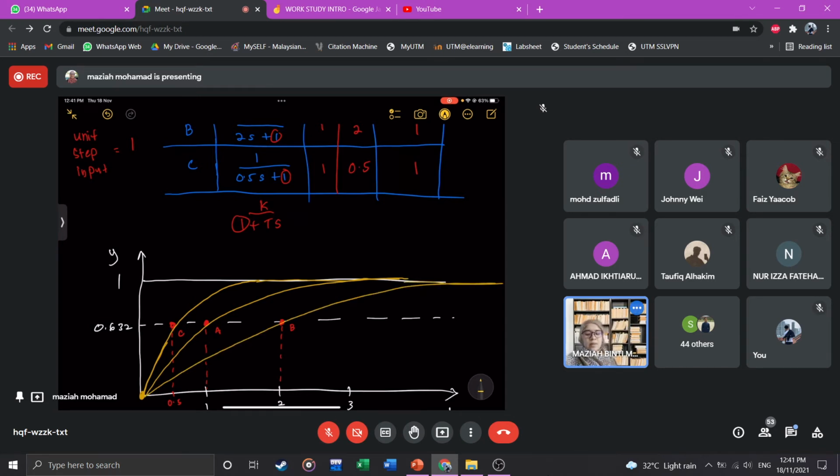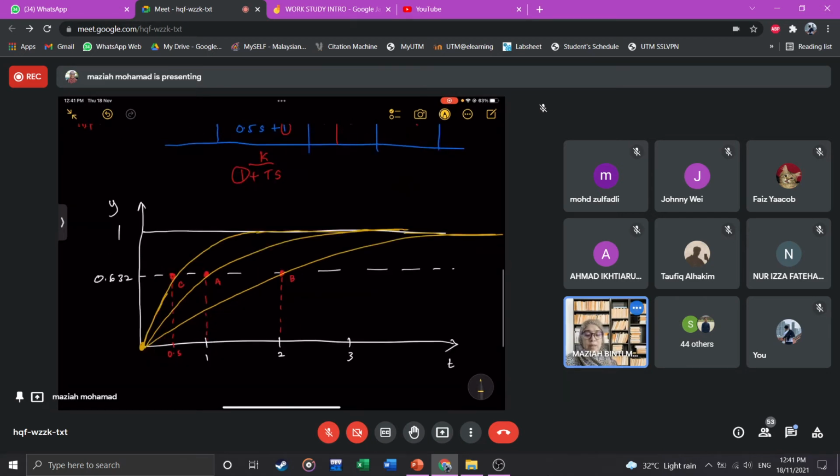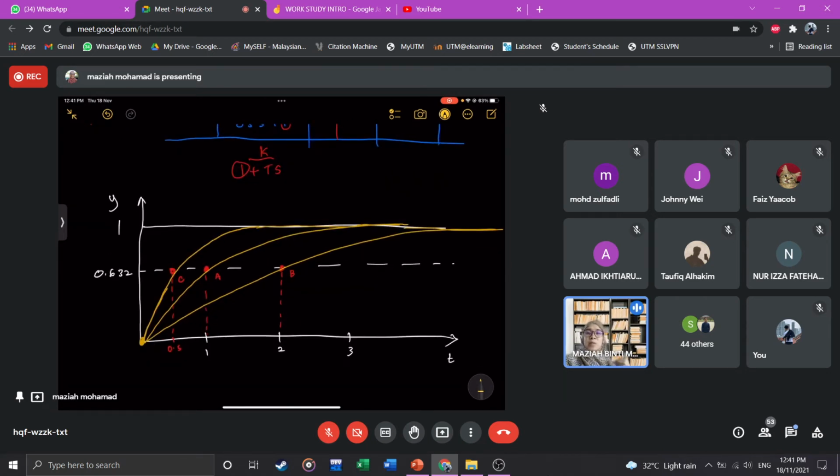Based on this plot here, we can see that system C responds faster compared to system A and system B. C is the fastest one, because we just compare the time constant. By knowing the time constant, the lowest time constant will give the fastest response system. So that is the effect of time constant. It will explain how fast the system will respond to the input, just by checking the time constant here.